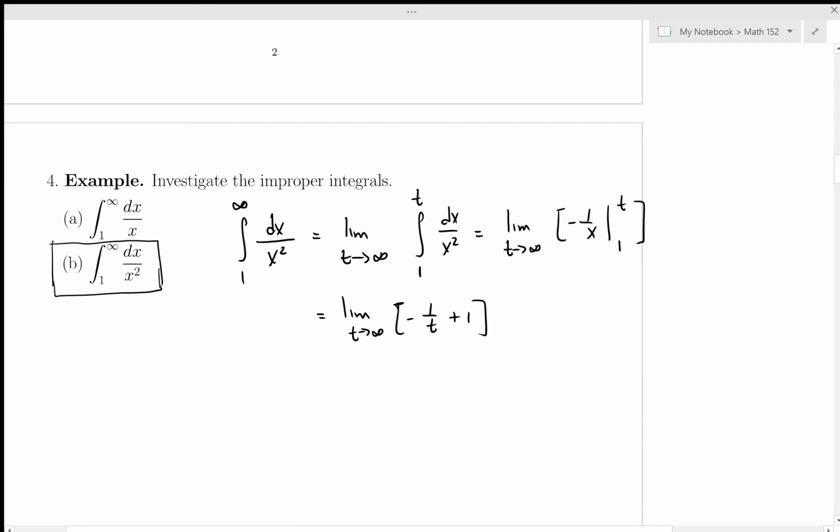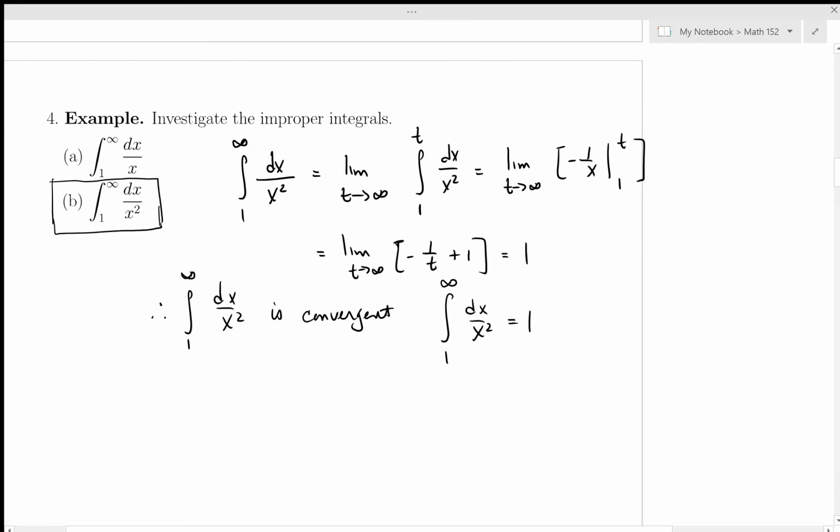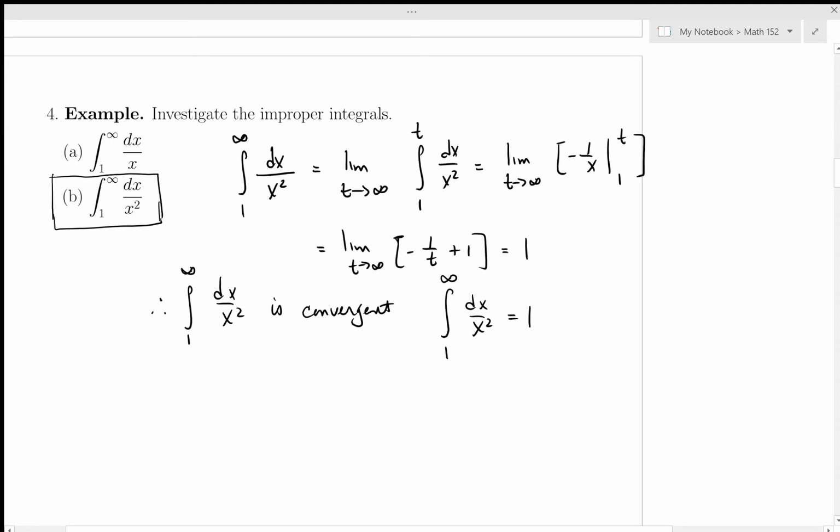So we're going to evaluate that limit. You can see what happens when t gets really big: 1 over t goes to 0. So this limit is 1. That means the limit exists and it's 1. Therefore, I would say that the integral from 1 to infinity of dx over x squared is convergent. And furthermore, I can write that the integral from 1 to infinity of dx over x squared equals 1.